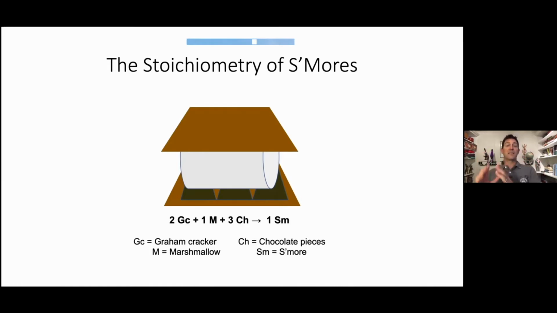We're going to take this example and we're going to turn it into a balanced chemical equation. Here's our balanced chemical equation right here. We're going to say that 2 graham crackers, those 2 things, plus 1 marshmallow, plus 3 chocolate pieces react to form or to synthesize 1 s'more. Okay.